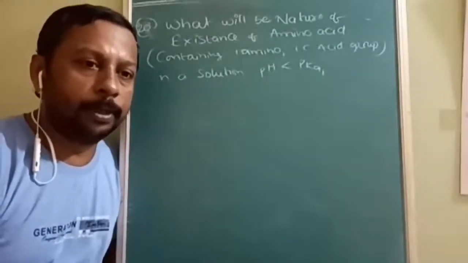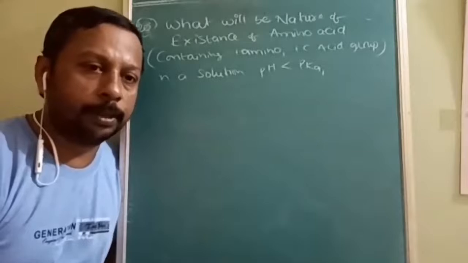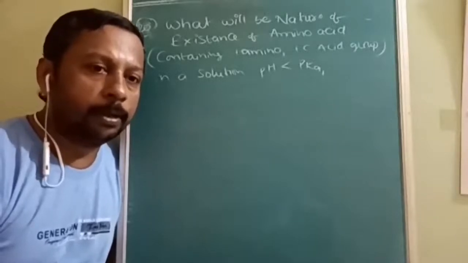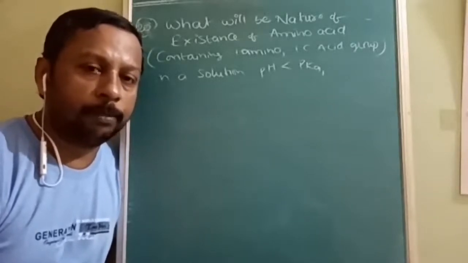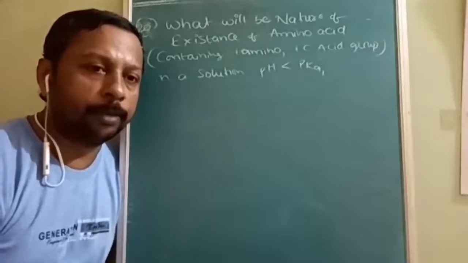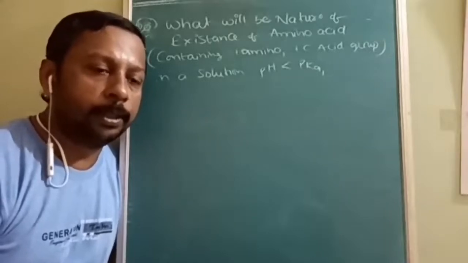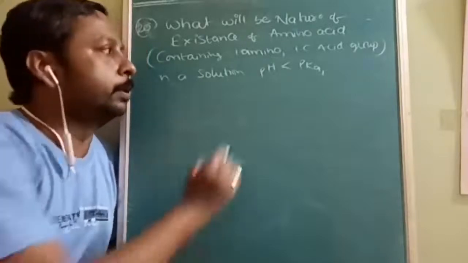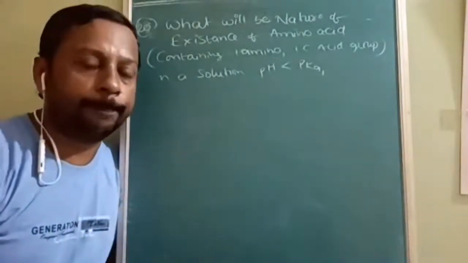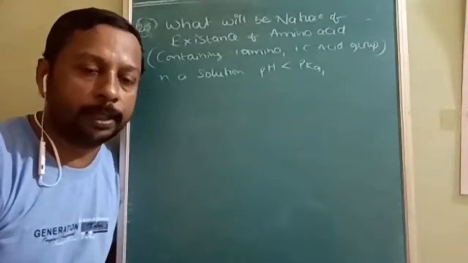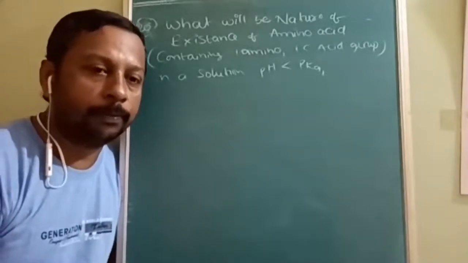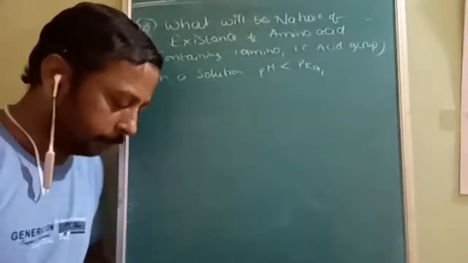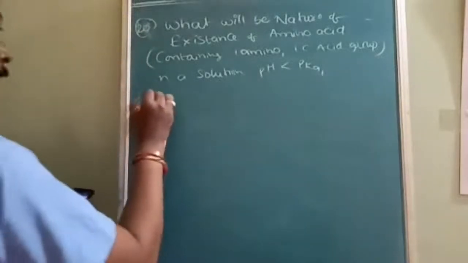Okay, the next question is about amino acids. What will be the nature of existence of an amino acid? Amino acid means one amino group and one acidic group. If the pH of the solution is less than pKa1, what will be the nature? First of all I will give you the options, then you will get an idea.